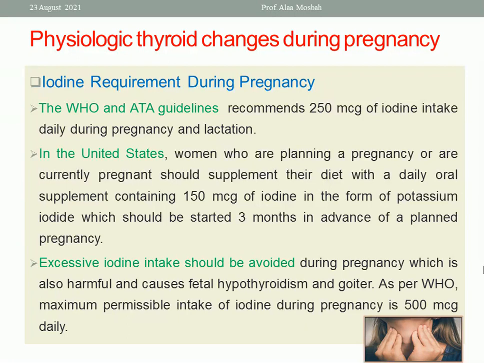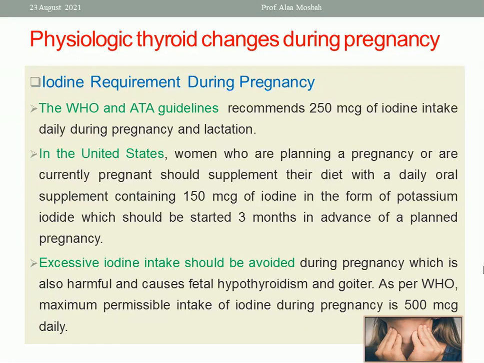Okay, what is the iodine requirement during pregnancy? The WHO and the American Thyroid Association guidelines recommend 250 microgram of iodine intake daily during pregnancy and lactation. In the United States, women who are planning for pregnancy or currently pregnant should supplement their diet with a daily oral supplement containing 150 microgram of iodine in the form of potassium iodide, which should be started 3 months in advance of a planned pregnancy.